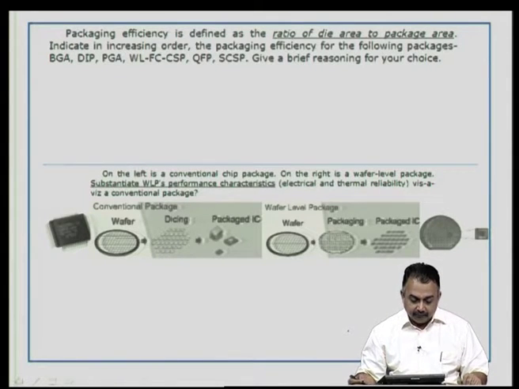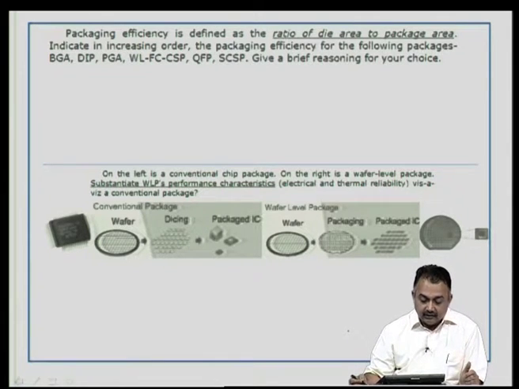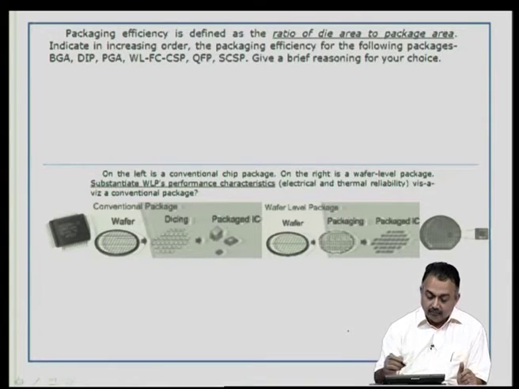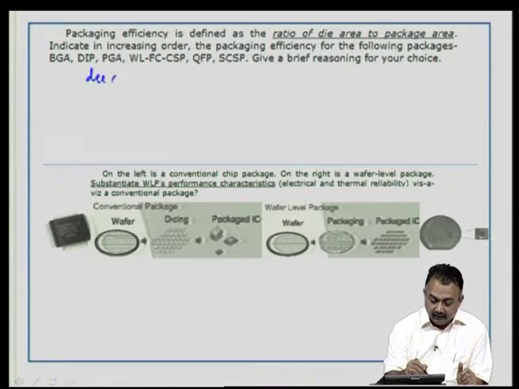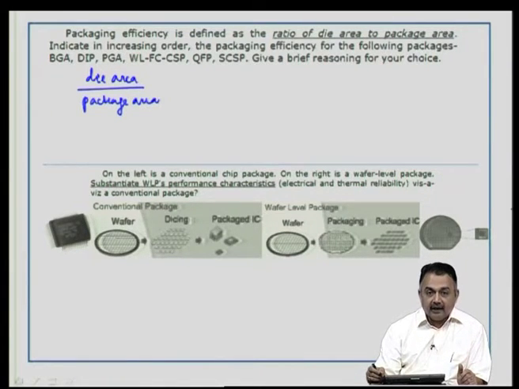Now, finally, there is a statement here which says packaging efficiency is defined as the ratio of die area to package area. So, die area by package area. Now, can you indicate in increasing order the packaging efficiency for the following packages, namely BGA, DIP, PGA, wafer level flip chip CSP, QFP and stacked chip size package.